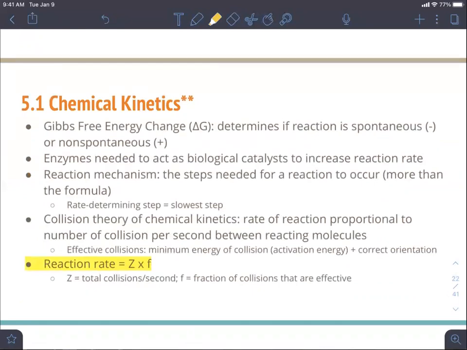It's either positive or negative on the next slide.